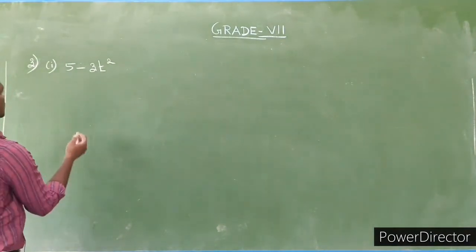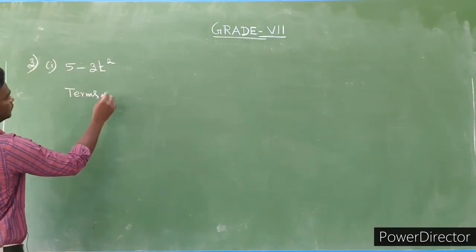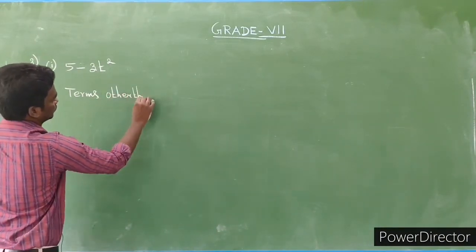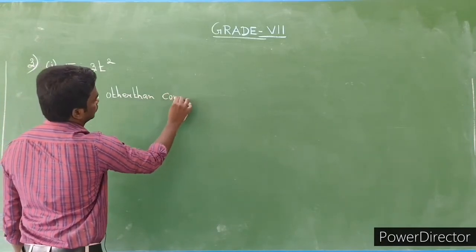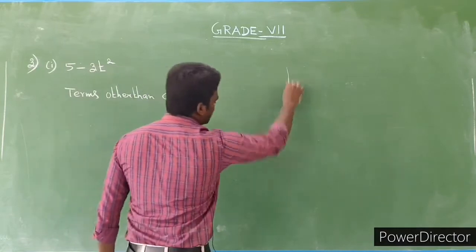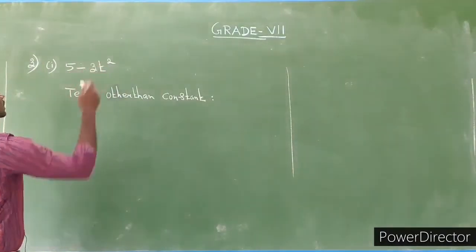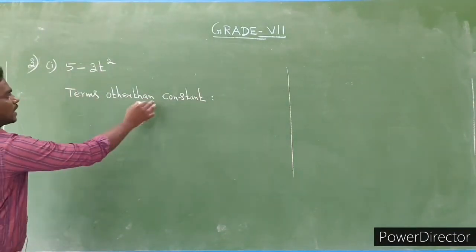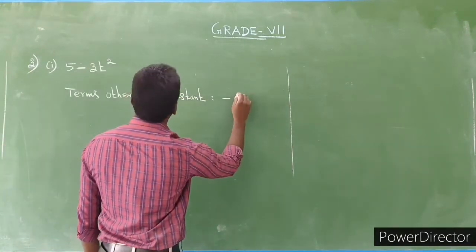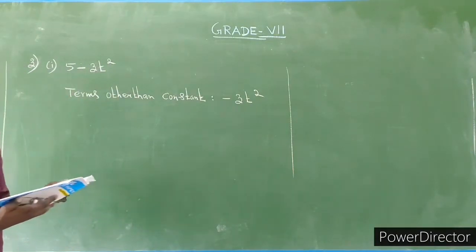So what are the terms here? Terms other than constant. Here we have 2 terms, 5 and minus 3t square. We want to write the terms other than constants, so we can write only minus 3t square. The term other than constant is minus 3t square. So our question is what is that?